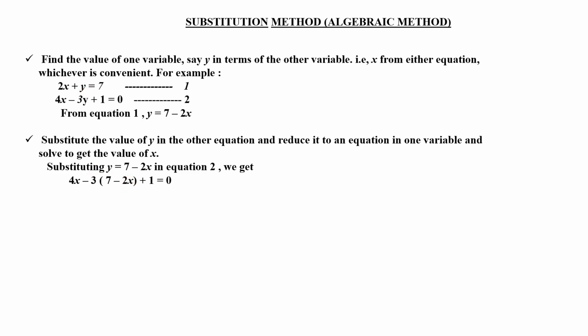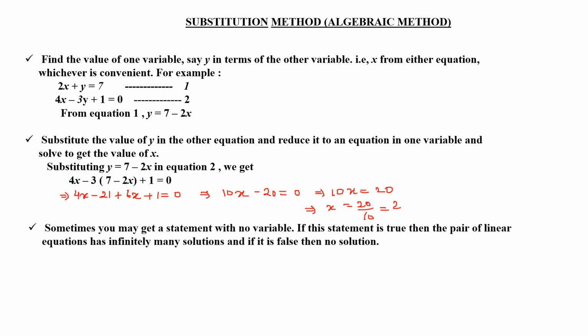Now let's solve it. So when we solve, we will get 4x minus 7 threes are 21 plus 6x plus 1 equal to 0. And then 4x plus 6x is 10x and minus 21 plus 1 is minus 20 equal to 0. And 10x will be equal to 20 if I transpose minus 20 to the RHS, and from here I will get the value of x as 20 by 10, which will give me 2. So I have solved and I got the value of x as 2.